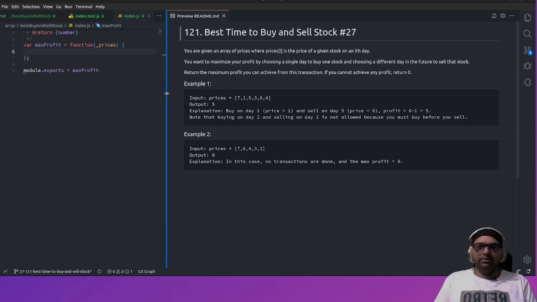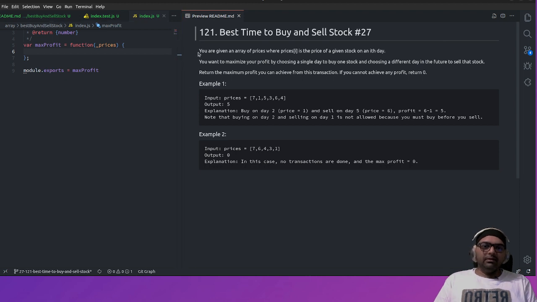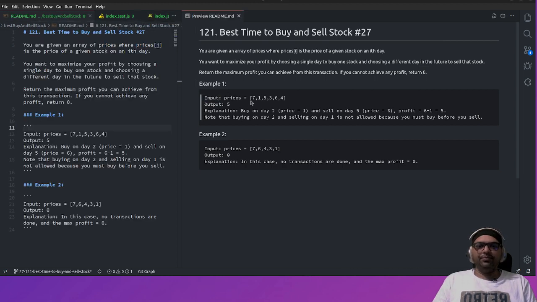So what is the current problem? The problem is the best time to buy and sell the stock. We get an array in which we have the prices of a stock, like 7, 1, 5, 3, 6 and 4. The explanation given is: buy on day 2 when the price is 1, and sell on day 5 when the price is 6, and the profit would be 5.